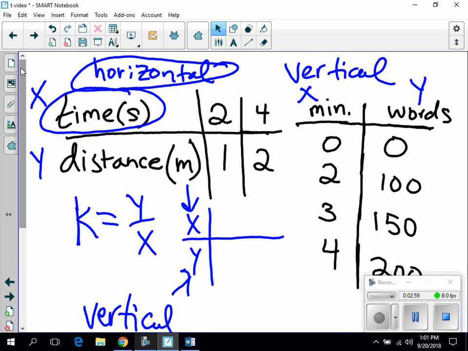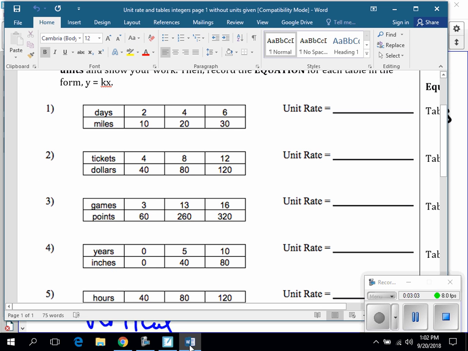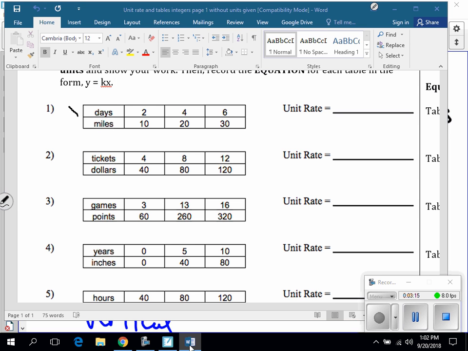All right, so now that we've talked about where X is and where Y is, we can go ahead and look at your worksheet on unit rate and tables. Take a look at example 1. The first step is going to be to label your horizontal table. And we know that the X is always on top and the Y is below. So that means that X represents days and Y represents miles.